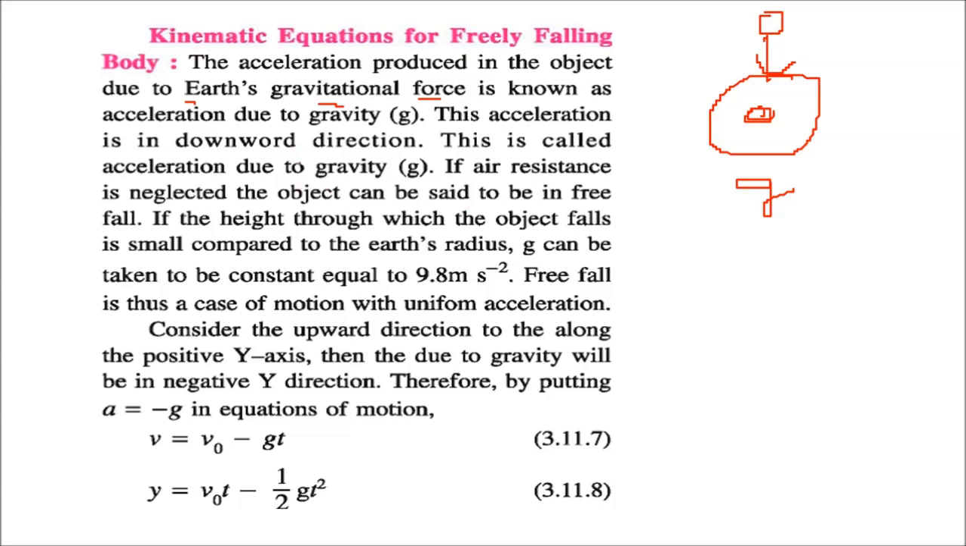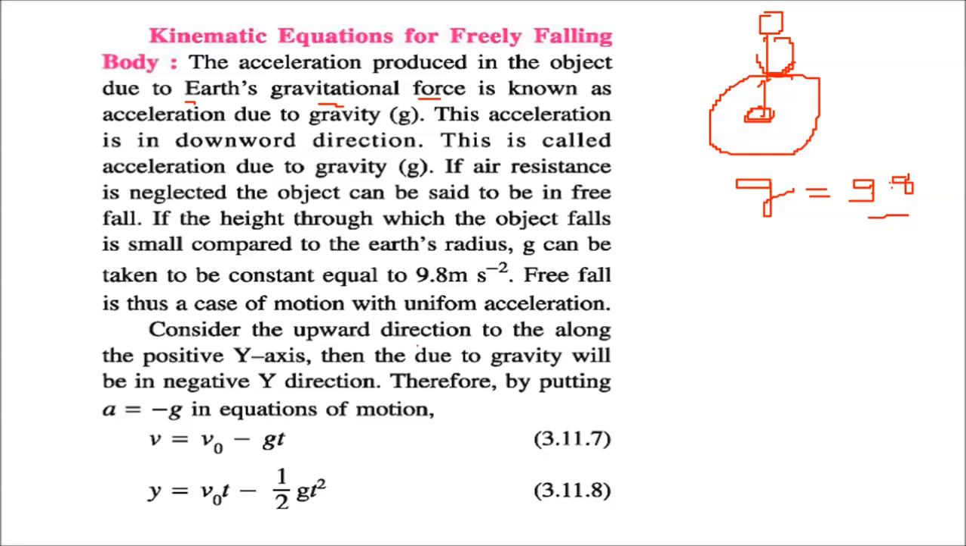If you neglect the air resistance, the object can be said to be in free fall. And if the height through which the object falls is very small compared to the earth's radius, you can easily take g as 9.8 meters per second square. So this free fall is a case of motion with uniform acceleration.